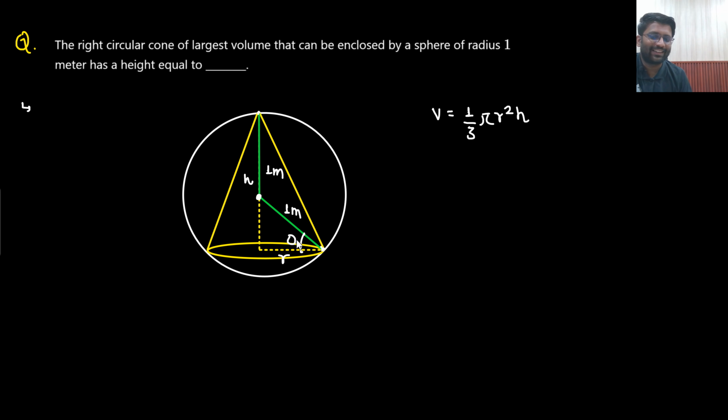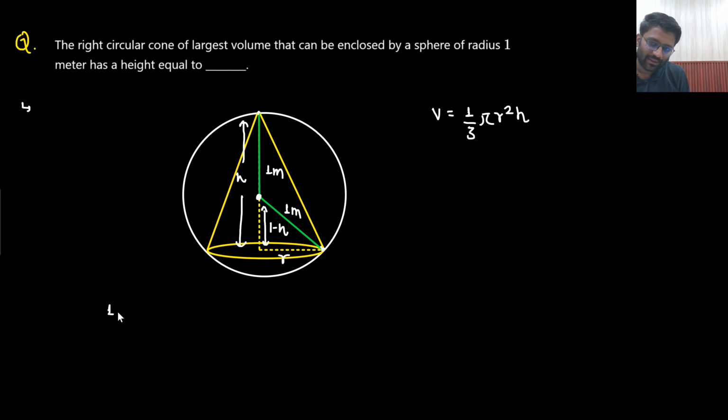Now if I assume theta here, I will be able to write down the length h. This length is the complete h. This length is 1 meter, so do I know this length? Yes sir, this will be 1 minus h.